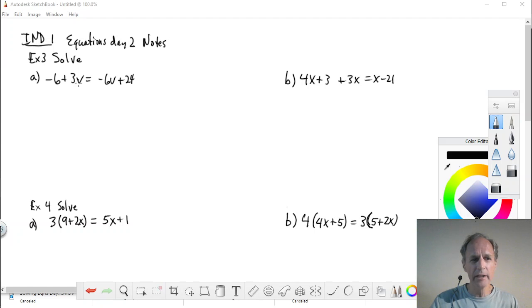So we have 3v over here, negative 6v over here. So you subtract 6v from both sides. Well, that's the same as adding 6v, right? It's negative over here, so we would add 6v to both sides to get rid of that negative. Does that make sense? Now, we're used to writing this underneath, so we would say plus 6v and plus 6v, negative 6v and positive 6v is 0.